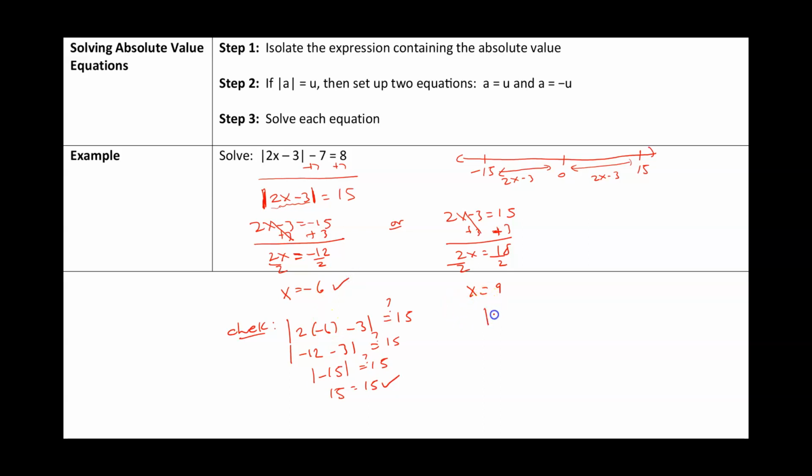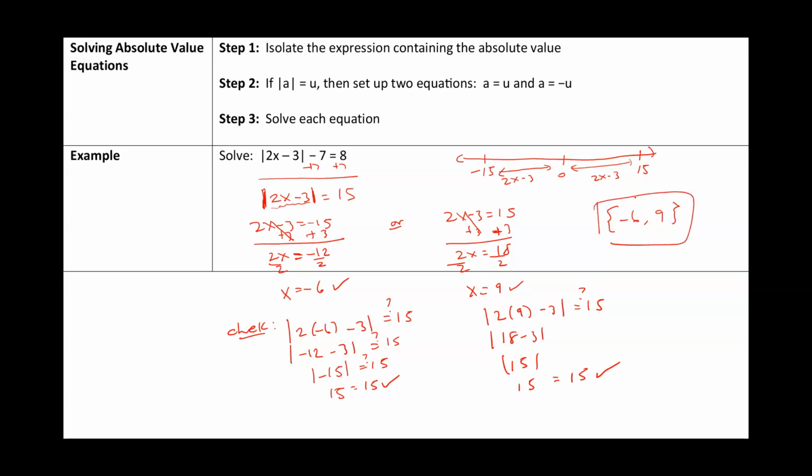Same thing for 9. We have the absolute value of 2 times x, which now is 9, minus 3. We want to check, does that equal 15? So 2 times 9 is 18, and 18 minus 3, we do know that's 15. And the absolute value of 15 is 15. So because 15 equals 15, that is also a valid solution. So our solution set is going to be -6 and +9.